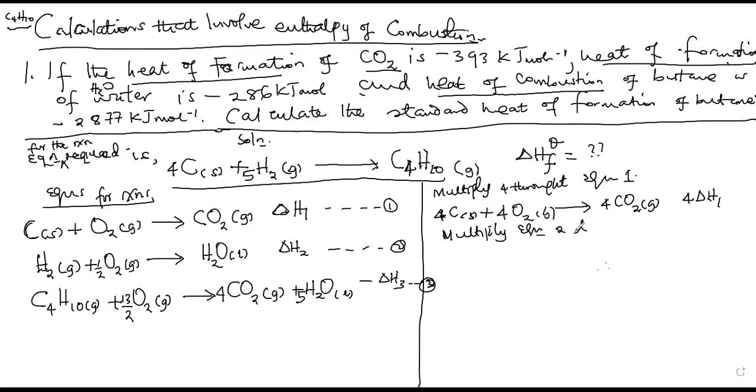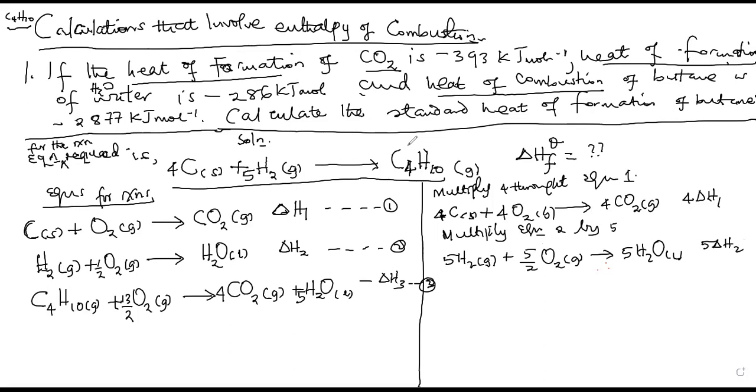Equation 2 by 5. So we shall have 5 hydrogen gas molecules plus 5/2 oxygen molecules, because when you multiply 5 by 1/2 we shall have 5/2, and we shall form 5 molecules of water. If you form 5 molecules of water, this equation will be 5ΔH2. Then equation 3.